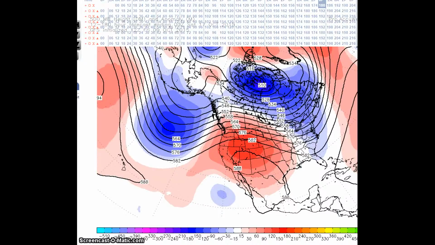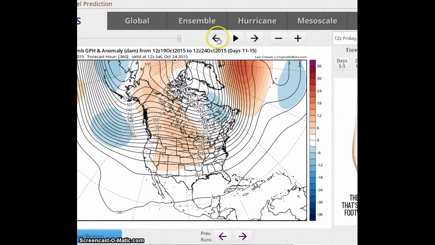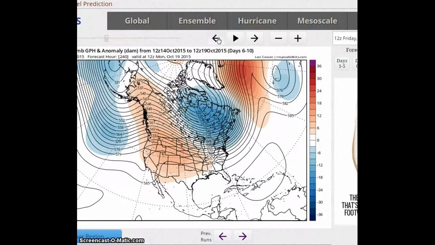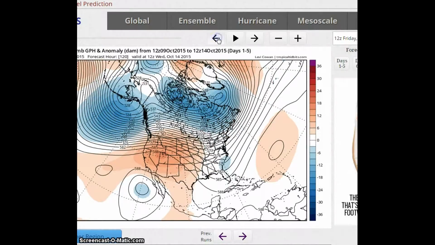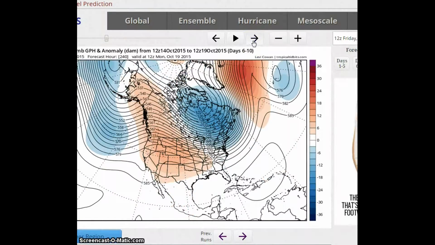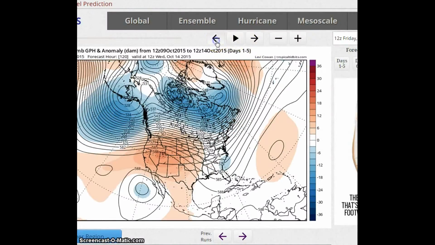And we're going to look now at the ensembles. This is the GEFS. Here we are at the 14th. You can see our trough. The GEFS forecasts a very deep trough here across the eastern U.S. And we have the negative height anomalies here, and it shows a cutoff low here off Baja California.